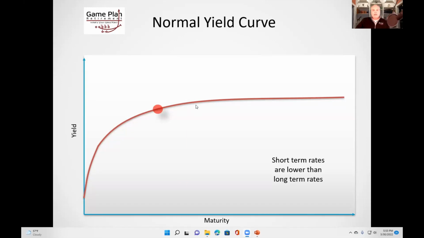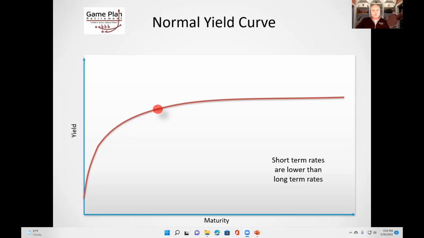And so it makes sense that this would be how the normal yield curve looks, because people kind of demand a higher interest rate if their money is going to be tied up for a longer period of time.